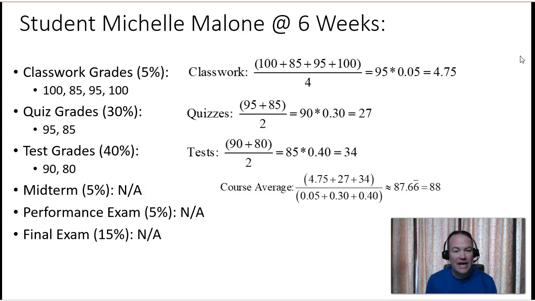Well, since you only have the total of 75%, that's 0.05 plus 0.3 plus 0.4, the 3 categories we know. So we're going to take the sum of our 3 numbers that we have here, and divide that by the percent possible at this point of the semester, which is 0.75. When you do that division, that comes up to 87.6 repeating, so that would round up. The system should show 88 as her current class average.